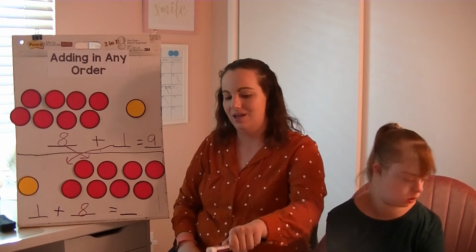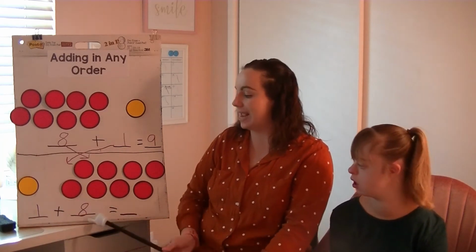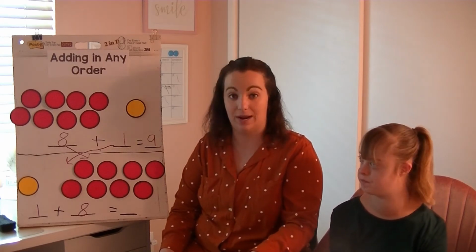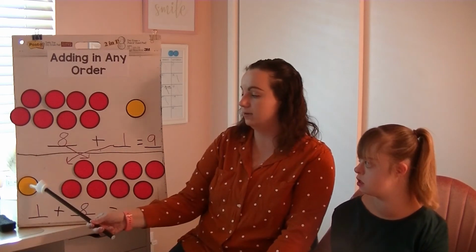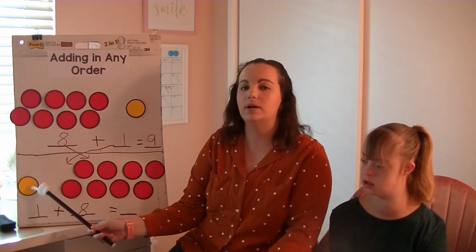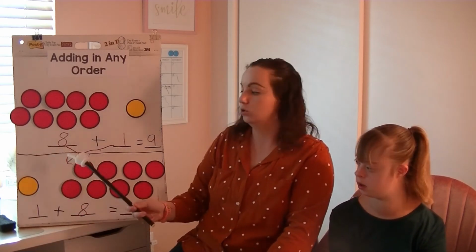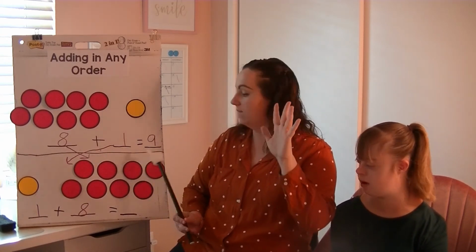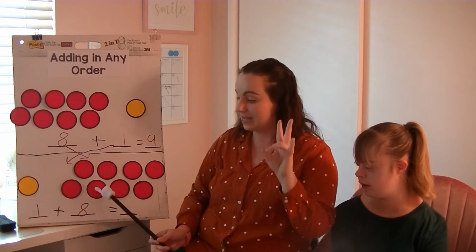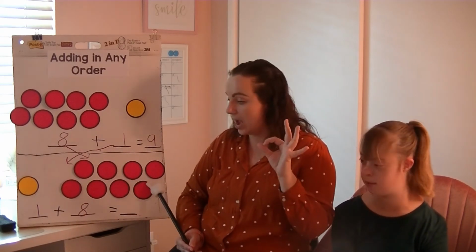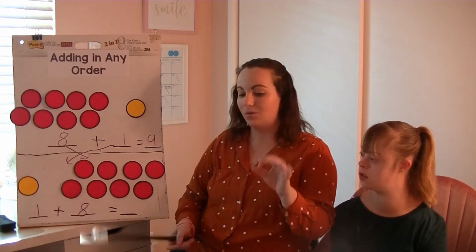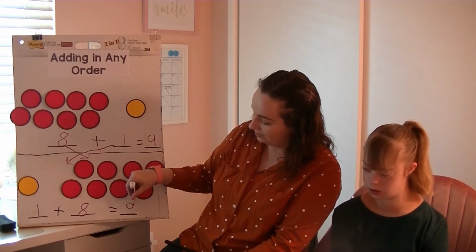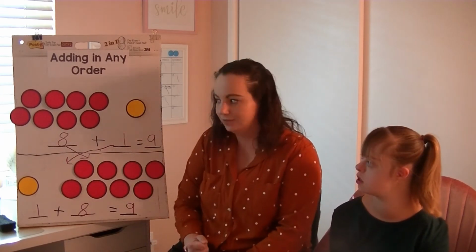Let's see. So I have 1 plus 8. I'm going to once again practice my counting on skills to add, okay? I have 1. If I keep counting on, what number comes after 1? 2. Good. Keep counting. 3, 4, 5, 6, 7, 8, 9. 1 plus 8 equals 9. Yay! Wowza.